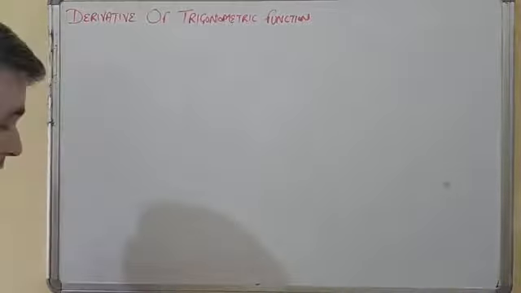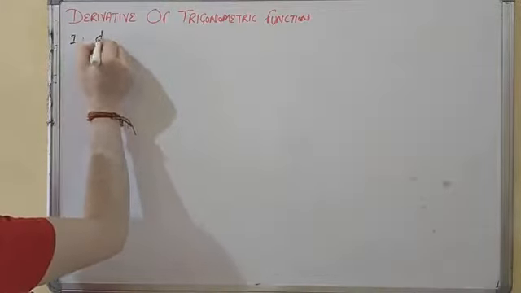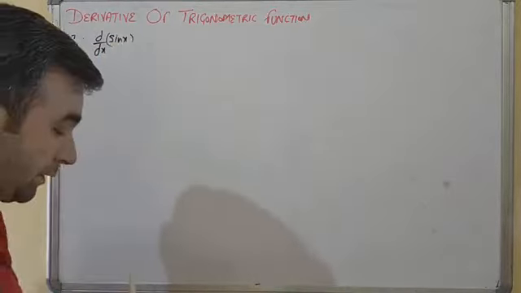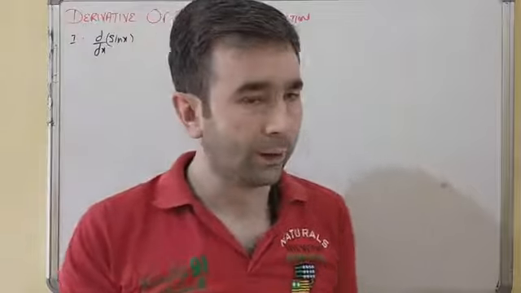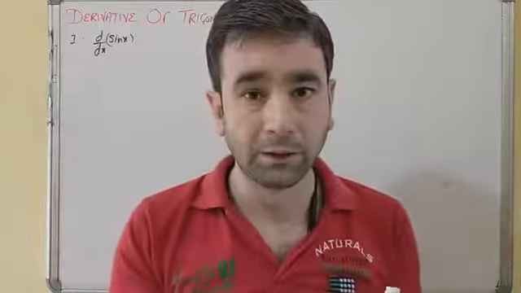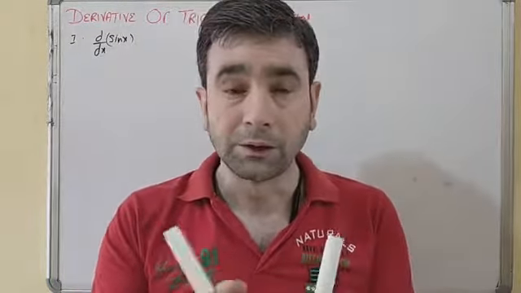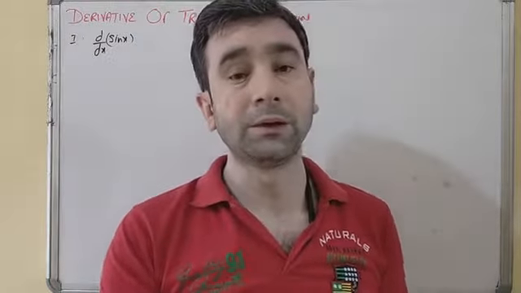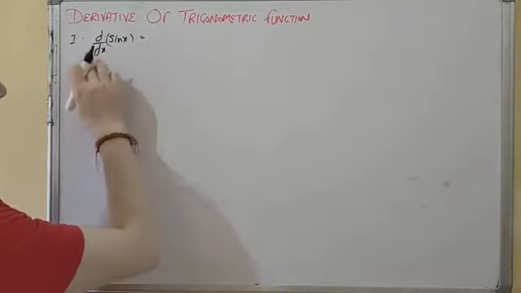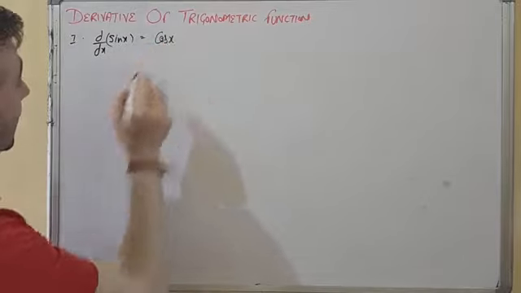What are the derivatives of the trigonometric functions? First of all, the derivative of sine of x. If we look at the derivative of sine of x, what do we call this operator? This is the derivative operator. What is the function of the operator? The function of the operator is to convert one function into another function. So here the derivative of sin x will be converted into cos of x.